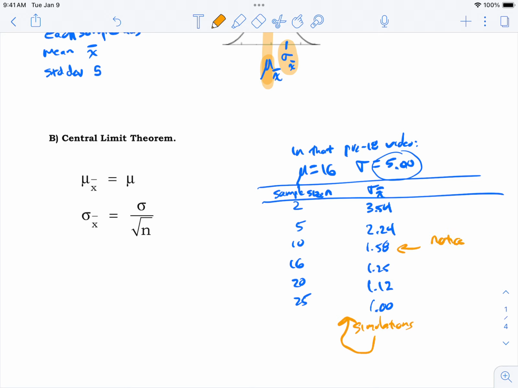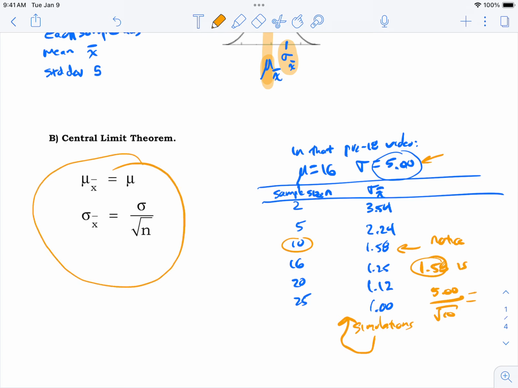Notice that 1.58 is, you take the 5.00, which was the sigma, and you divide it by the square root of 10, which is the sample size. Do that on your calculator, and that's how you get 1.58. So it checks. It checks beautifully. It's wonderful.